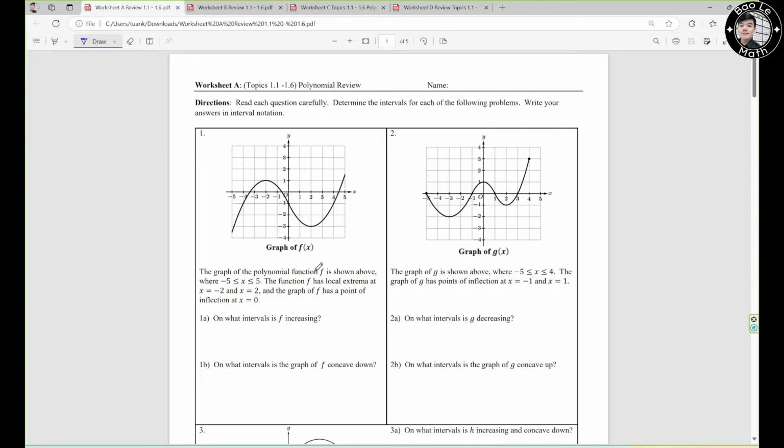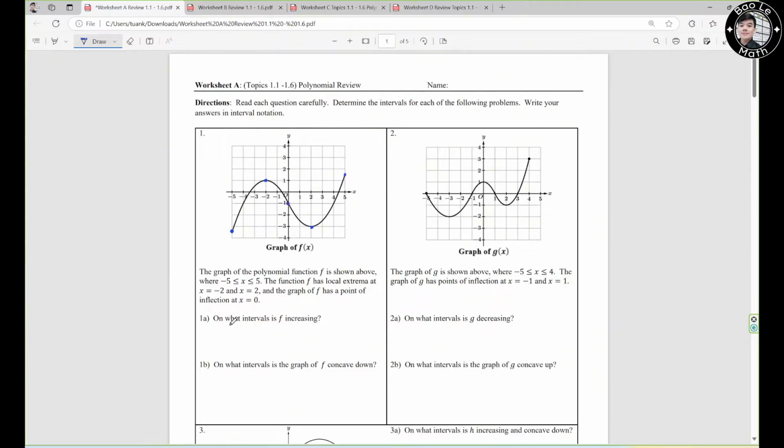The graph of the polynomial function f is shown above, where -5 is less than or equal to x, which is less than or equal to 5. So this is the domain of the function, right? The function stops right here. The function f has local extrema at x = -2 and x = 2. So this is the local maximum, and this guy is the local minimum, right? And the graph of f has a point of inflection at x = 0. So here's the point of inflection right here.